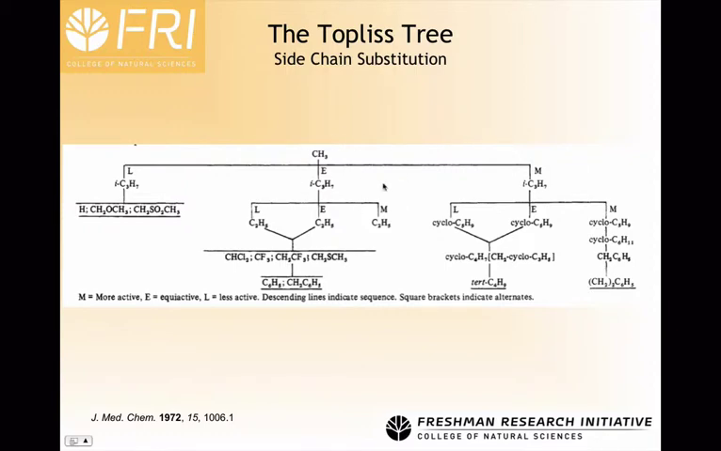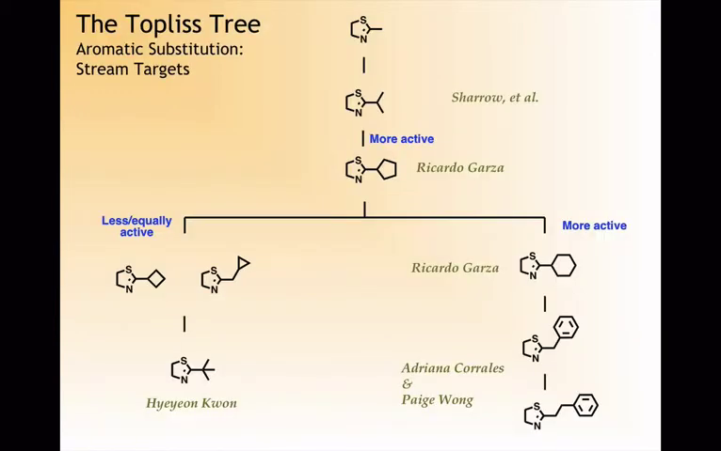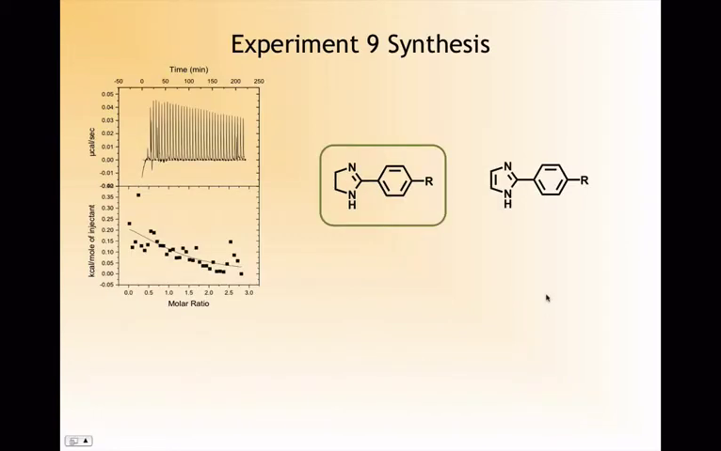Topless had proposed another tree, and this is to minimize what they call steric effects, which is basically being too crowded in the active site. So hopefully this slide makes a little more sense. We were looking at extending this chain and looking at one particular branch of the topless tree here. This is something we'll revisit this summer.